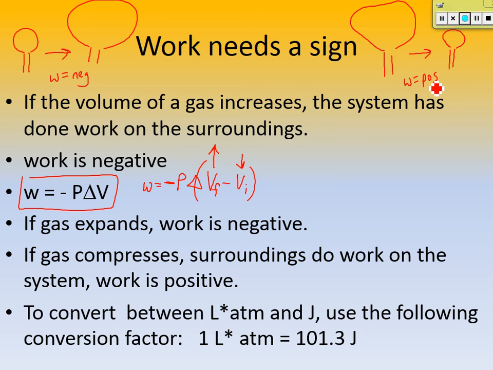Now, because we're talking about energy, we want the units to be in joules. But if we find work this way, our units are going to be atmospheres liters. So to convert between liter atmospheres and joules, we're going to use the following conversion factor. Please write this somewhere in your guided notes. Is it there? Okay. 1 liter atmosphere is equal to 101.3 joules. Guys, a joule, I don't know if I explained this, a joule is a really small energy unit.